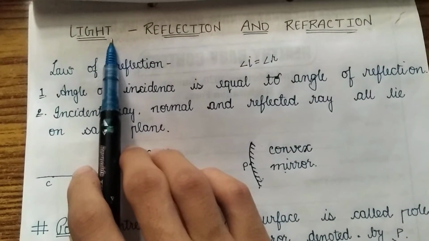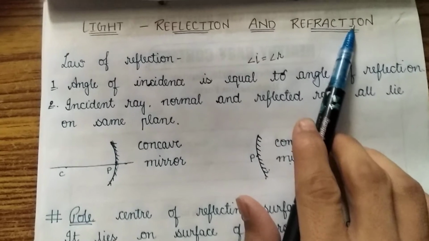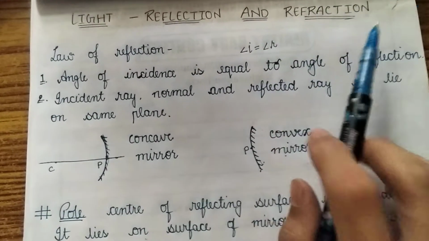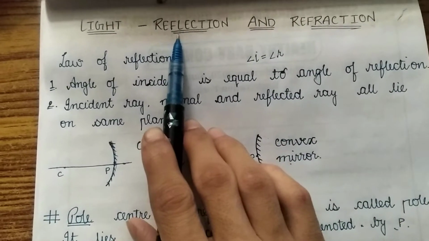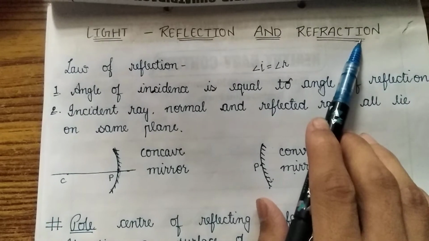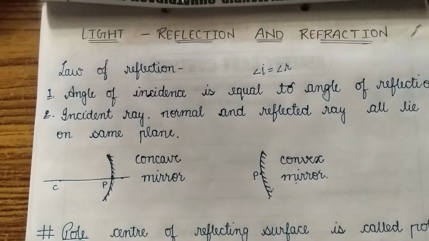Hello friends, today we will start our 10th chapter of science, that is light reflection and refraction. It is also the first chapter of physics and the most important chapter. I think you will all be familiar with the term reflection. In this chapter we will focus more on refraction. First we will take a brief sketch of reflection.